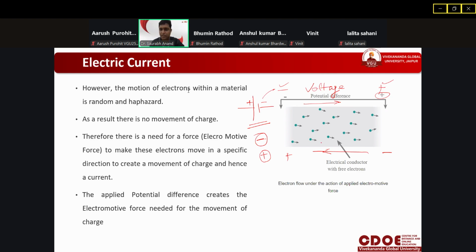Right? So you should know in which direction electrons will flow. Electron movement depends upon the terminal of the source, right? Wherever the positive terminal is, they will move in that direction only. Why? Because the positive terminal of the battery will attract the negatively charged particles, that is electrons, right?